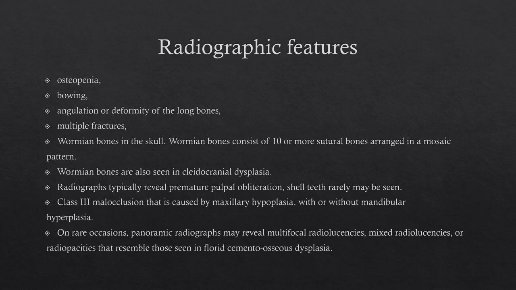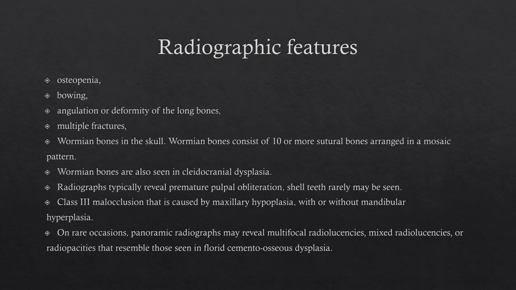So the radiographic features are osteopenia, obviously because it's a brittle bone disease, there is less density of bone, bowing of the bone, angulation, multiple fractures, and Wormian bones. They are bones that are formed in between the sutures, specifically the skull sutures. They are seen also in cleidocranial dysplasia, but can occur in osteogenesis imperfecta too.